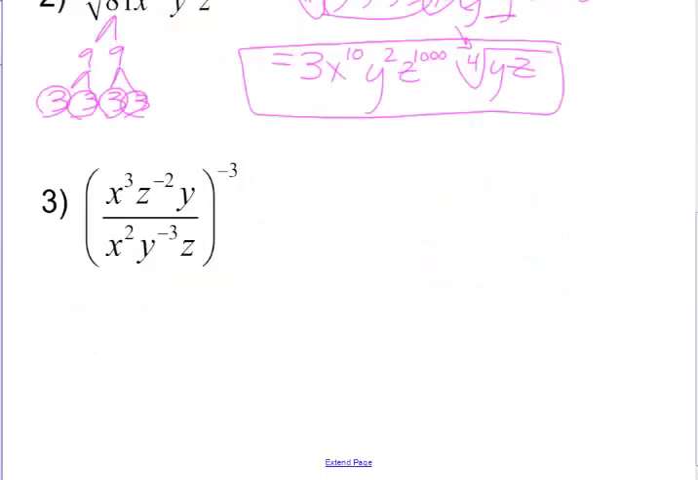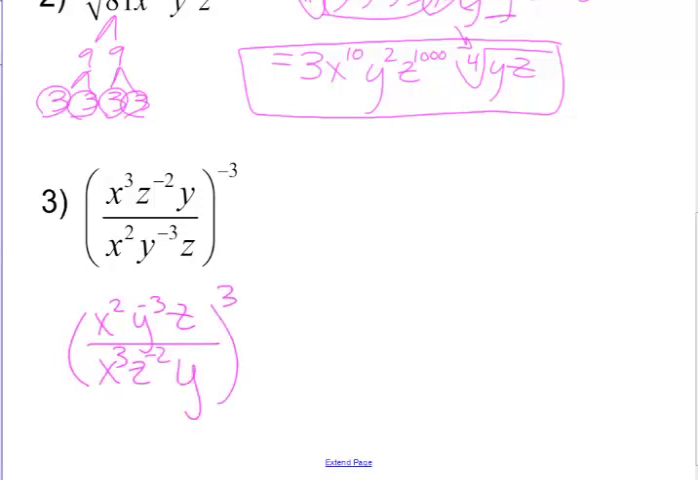And the last one. Now, because my exponent is negative, I usually like to make that outside exponent positive. So I'm going to take the fraction here and flip it. Okay? So x squared, y to the negative 3z over x to the 3rd, z to the negative 2, y raised to the 3rd power.